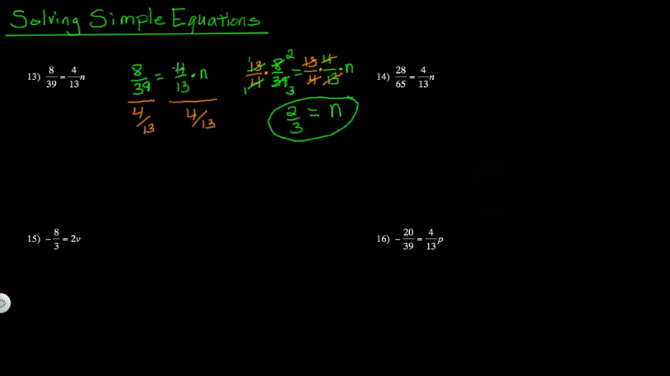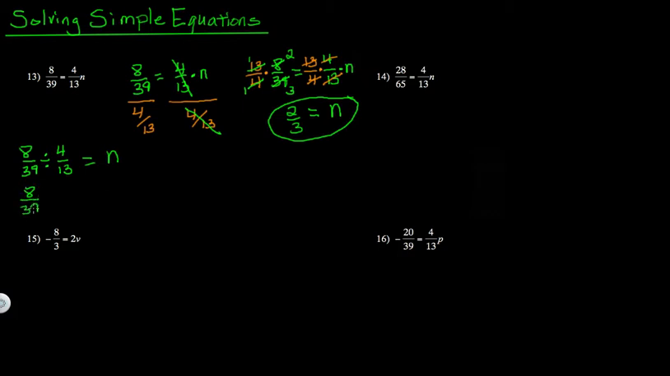So on the right side, 4/13 over 4/13 cancels out. On the left side, we have a compound fraction. So we have 8/39 divided by 4/13. So we can rewrite that as 8/39 divided by 4/13. And of course, we say that that is equal to n. And then to solve this, we use keep it, change it, flip it. So we're going to keep this first fraction the same.